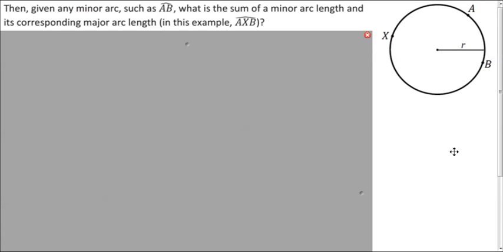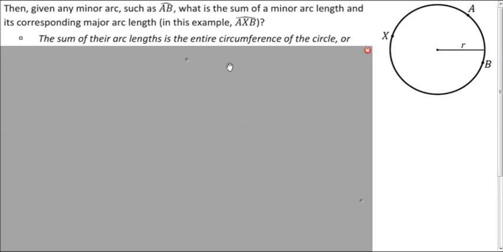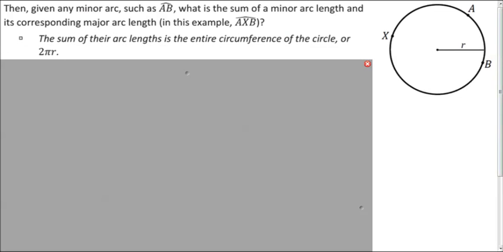If we have any minor arc, what is the sum of its length and the corresponding major arc length? Well, if we add a minor arc and its major arc together, their lengths together, we end up with the circumference. So it must be 2 pi r.